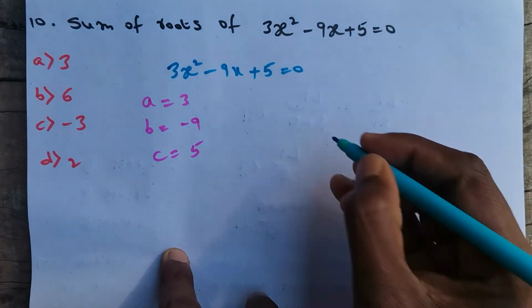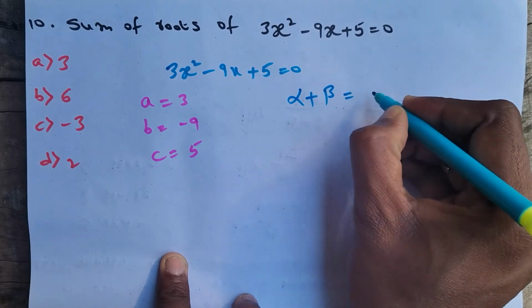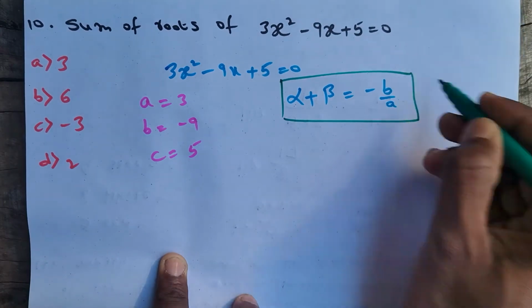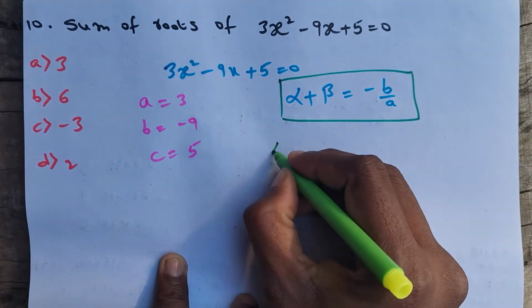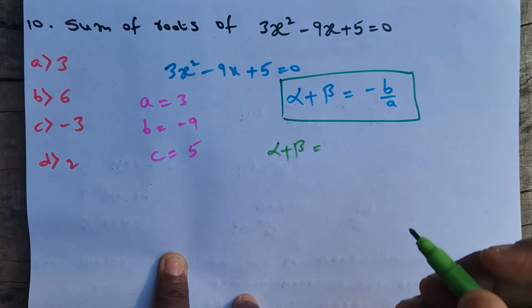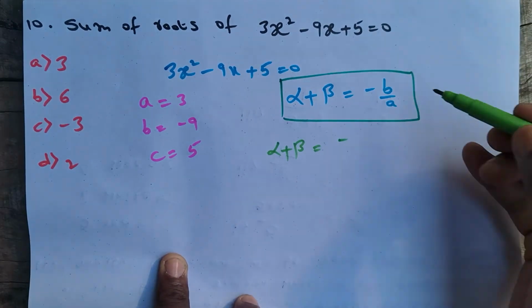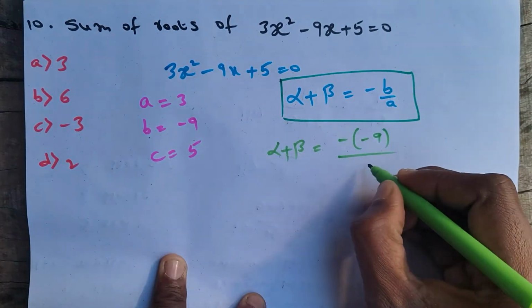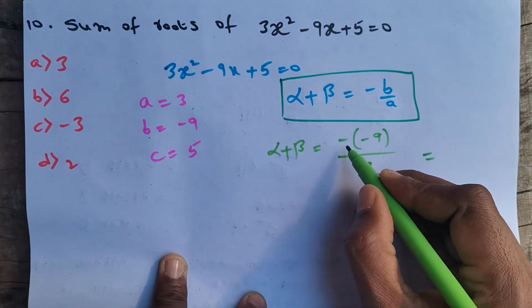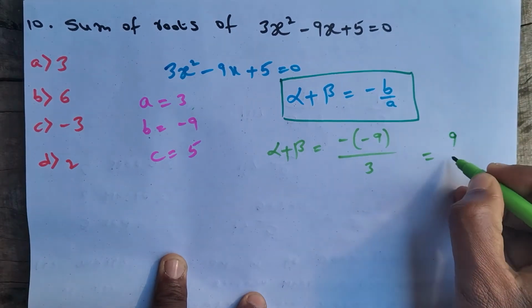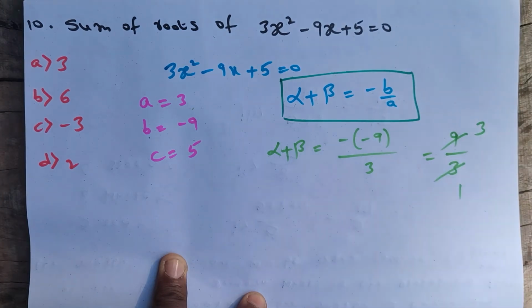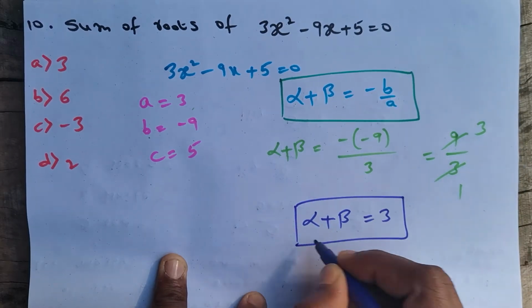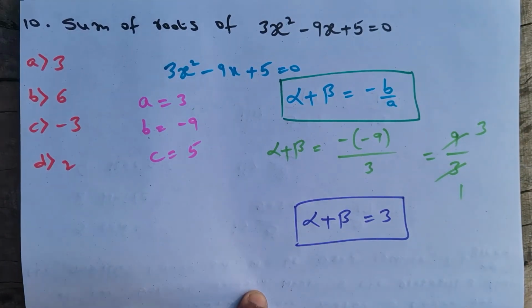Sum of the roots formula: alpha plus beta is equal to minus b by a. Now we need to find the alpha plus beta value, that is the sum of the roots. So minus as it is, what is the b value? B value is minus 9 divided by a value 3, which is equal to minus into minus plus 9 by 3. 3 1s are 3, 3 3s are 9. So the value of alpha plus beta is 3. Sum of the roots of the given quadratic equation is 3.